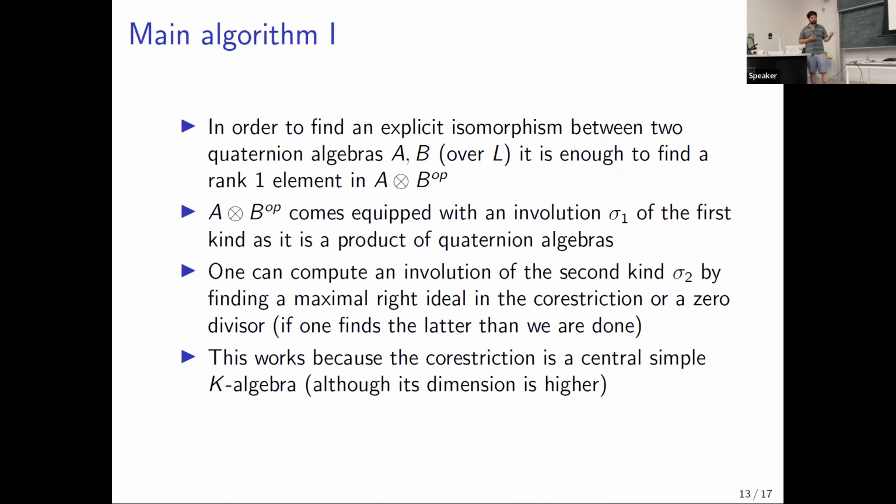There were no previous algorithms for that, but this is not a generic structure constant representation. You have much more here. You have the representation as a tensor product of two quaternion algebras, and you can leverage that by computing an involution of the first kind on this. Quaternion algebras come equipped with an involution of the first kind, it's just conjugation, and you can extend that to the tensor product. So this tensor product immediately comes equipped with an involution of the first kind. Then what you do is compute an involution of the second kind using the method described before.